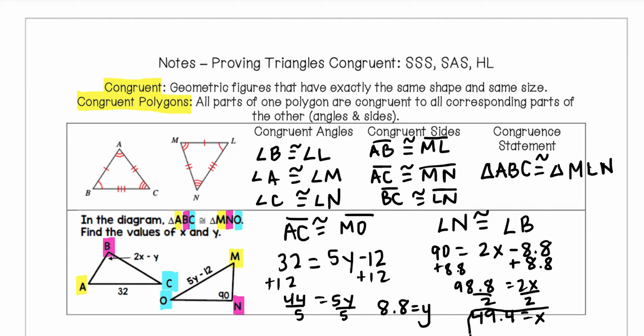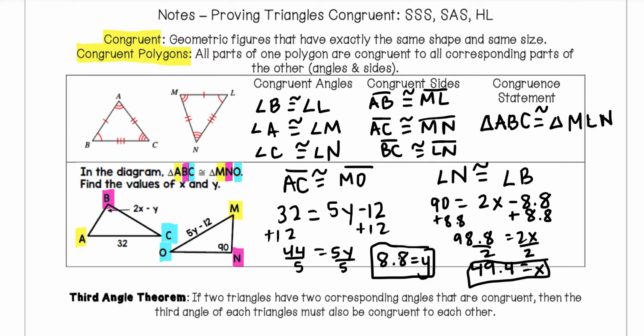So that's how we can find our missing parts of a triangle, knowing which pieces are that the shapes are congruent and which angles and sides are corresponding and congruent to one another. So one of the theorems that we're going to use in some of our proofs coming up is called the third angle theorem. And that just states that if two triangles have two corresponding angles that are congruent, then the third angle of each triangle must be congruent to each other.